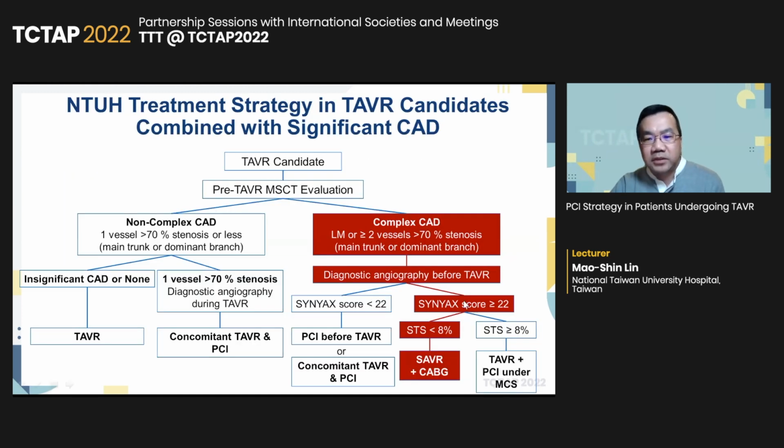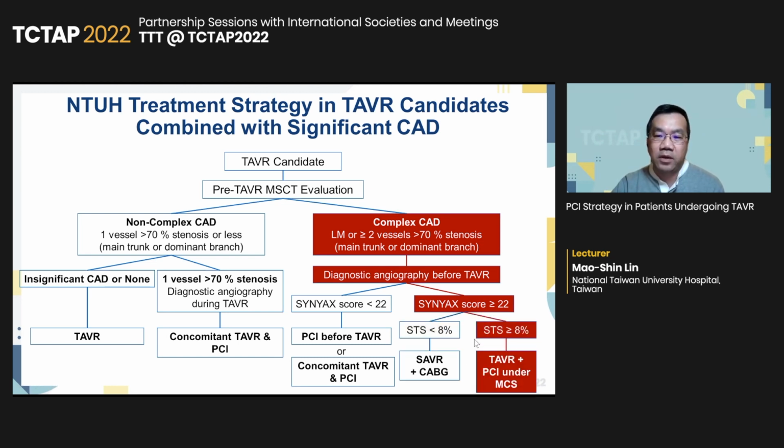And if the patient has a SYNTAX score higher than 22 and a relatively low surgical risk, we will move the patient to receiving TAVR and CABG. But if the patient has both significant complex CAD and high surgical risk, I think we still can treat the patient fully percutaneously under mechanical support.